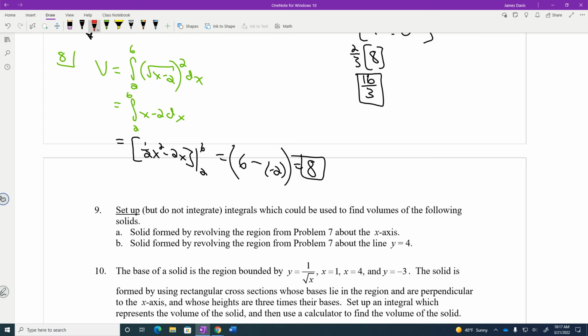This is just pi r squared, this is just side squared, but the radius and the side are the same thing. So if we were to write it out, pi out in front, 2 to 6, square root of x minus 2, squared, yes. So yeah, the 8 pi. We're going to actually figure it out.